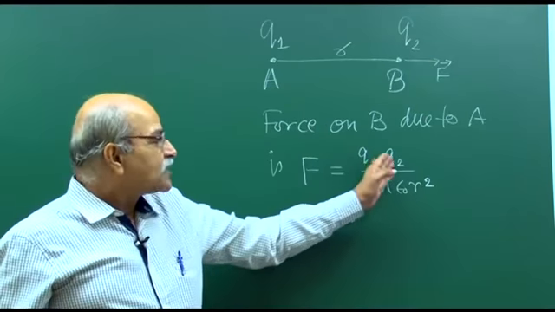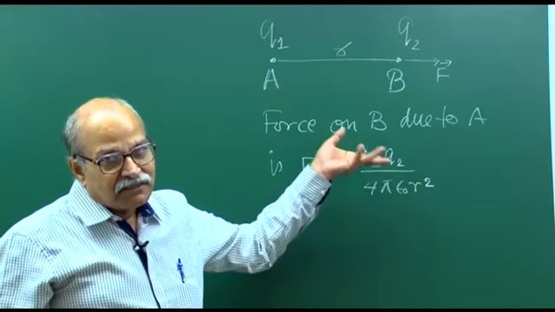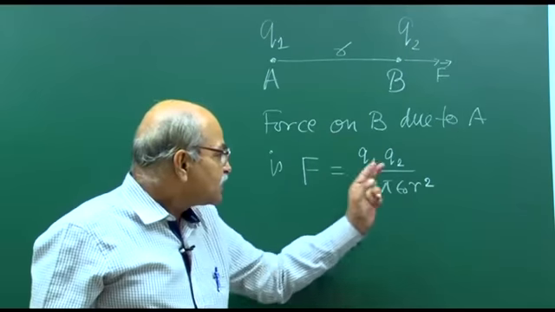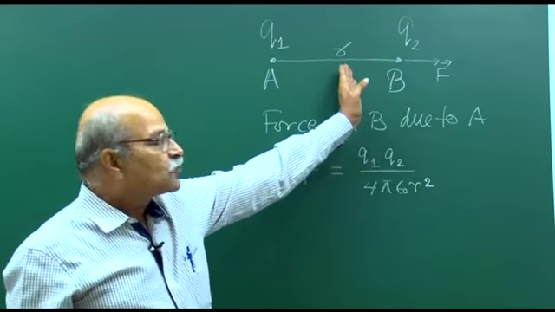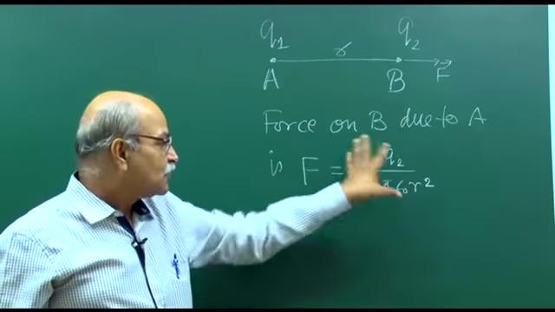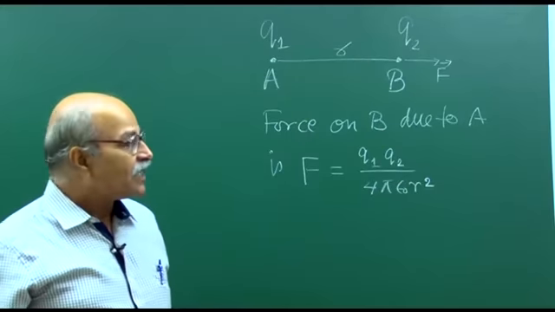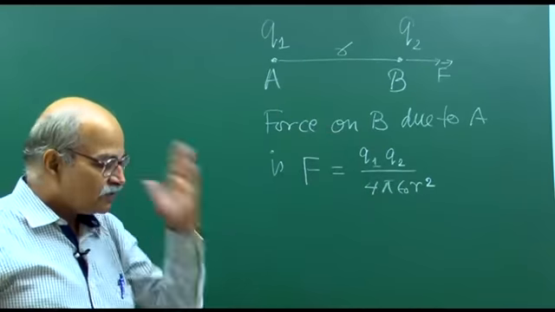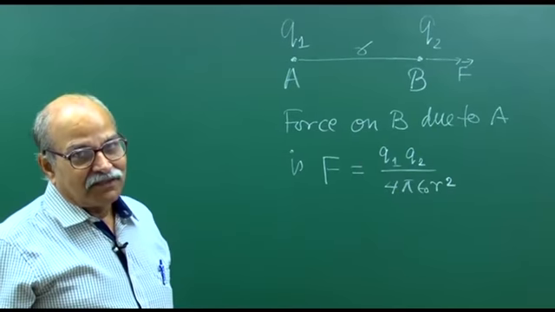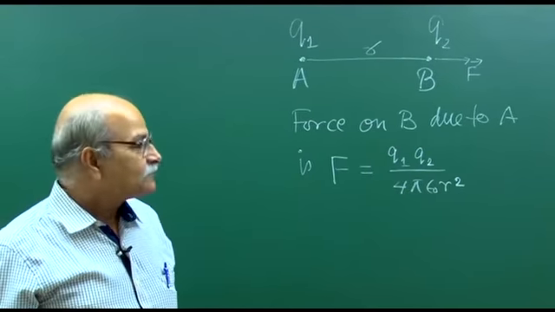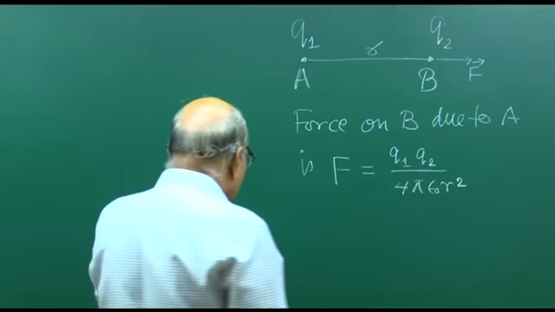If this product is negative, one is a positive charge and another is a negative charge, then the direction will be towards A and the magnitude will be just the magnitude of this. So, that is known as Coulomb's law. Everyone knows that it is the starting point of any chapter on electrostatics. All right.